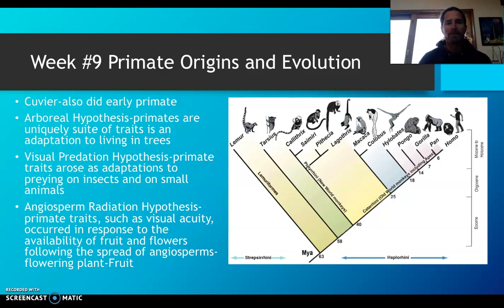Visual predation hypothesis: the idea that primates' traits arose as adaptations to preying on insects and small animals became needed.